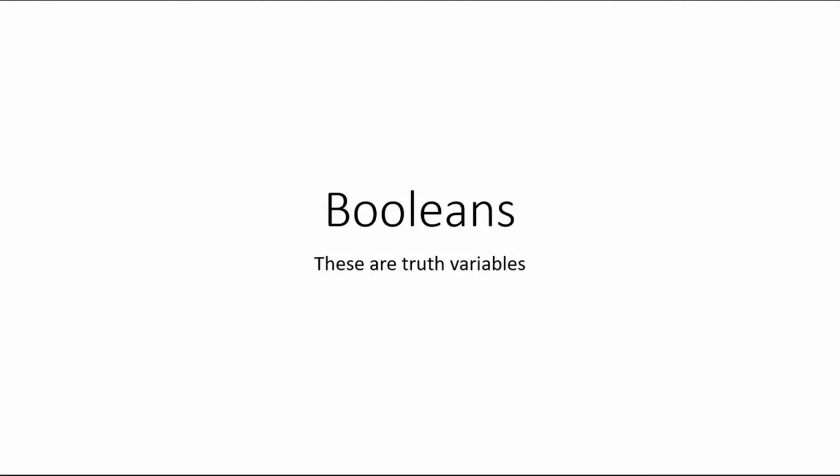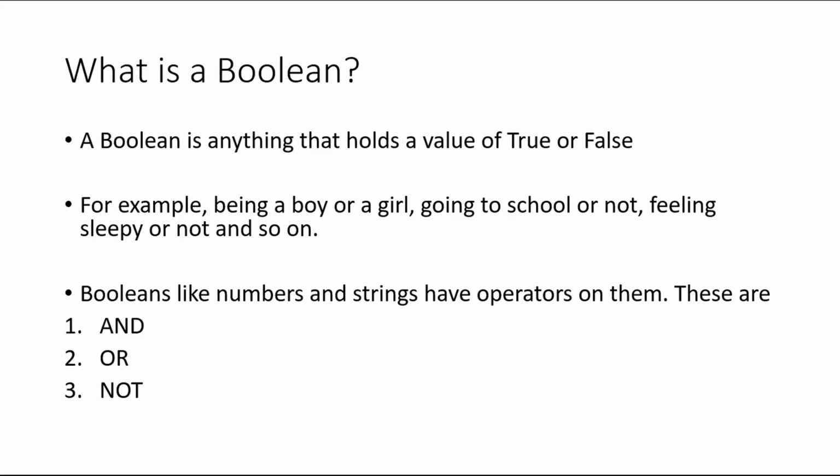In this video, let me talk about booleans. Booleans are simply truth variables, anything that holds the value of true or false. A boolean is anything that holds a value of true or false. For example, being a boy or not being a boy, that's being a girl. Going to school or not, feeling sleepy or not, and so on. Any statement that may hold the value of being true or being false is a boolean.